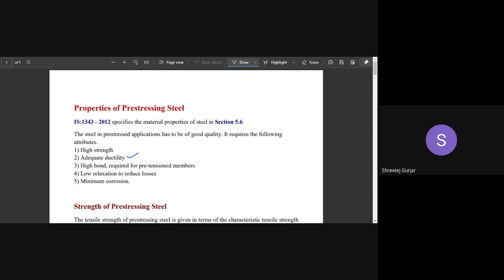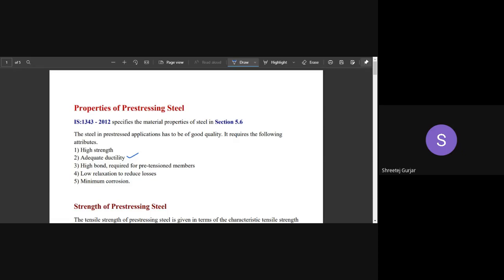Okay, so moving on to the last attribute that our pre-stressing steel should have: it should have minimum corrosion. One most important property is that it should have minimum corrosion. As I've told you, in PSC, that is, in pre-stressed concrete, the amount of steel that is required is lesser compared to that of RCC elements.